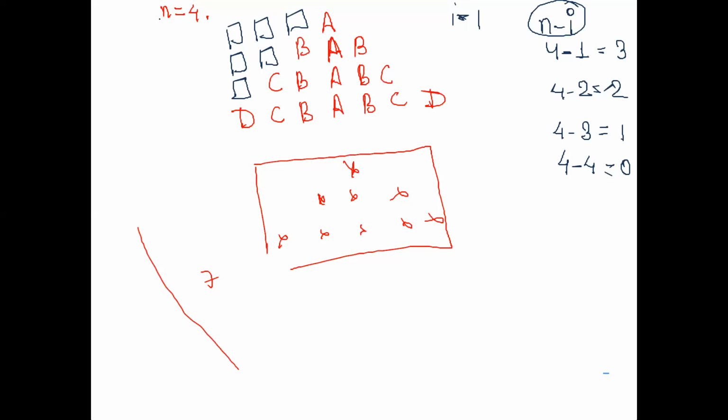N value is 4. Correct. Total number of rows are 4. What is the first row value? I have started my row number from 1. That is why I'm saying 4 minus I value is 1, so 4 minus 1 equal to 3. 3 means what?